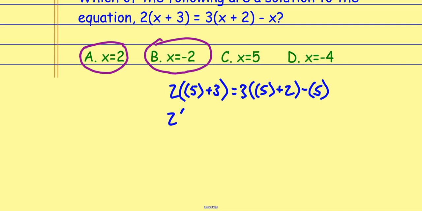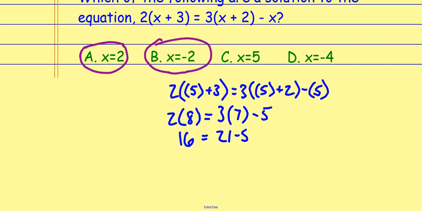So here I start inside the parentheses. That gives me an 8. Over here I start inside the parentheses. That gives me a 7. Now I do multiplication. And now on the right-hand side I do the subtraction. Oh, look at that. 16 equals 16. I get another true statement, so there's another solution.